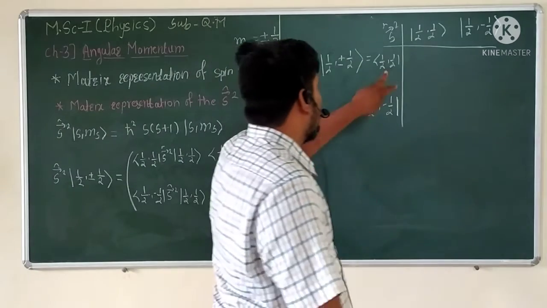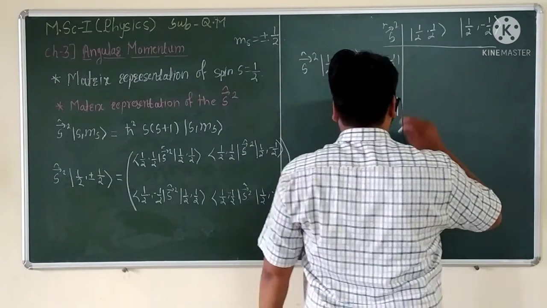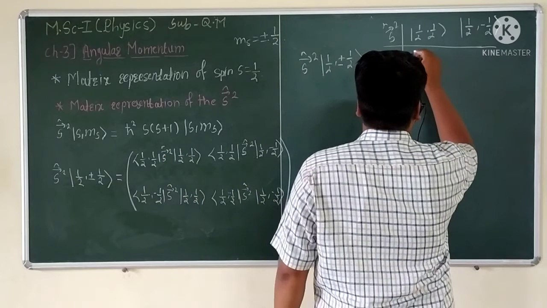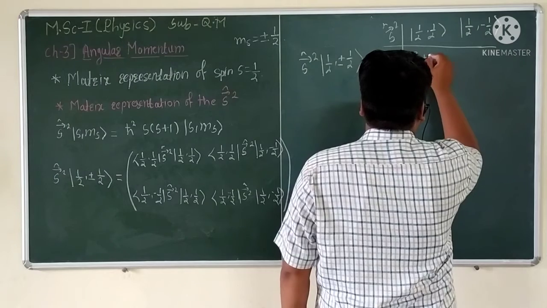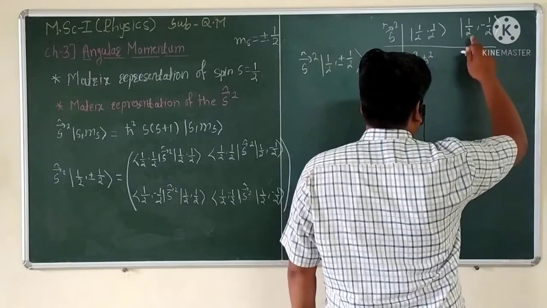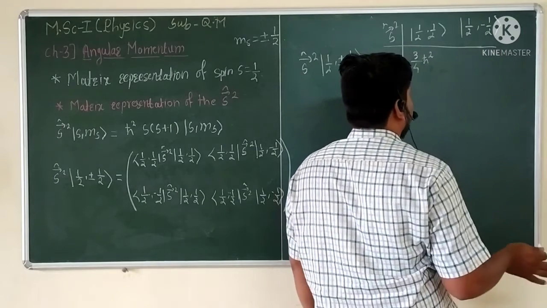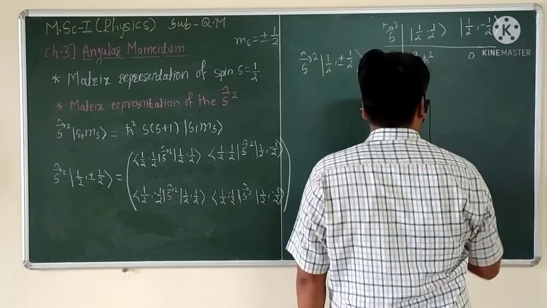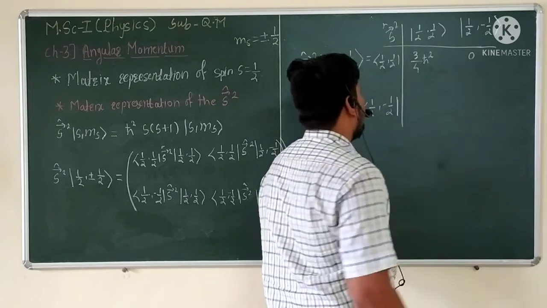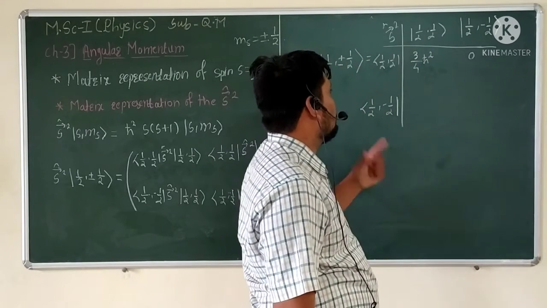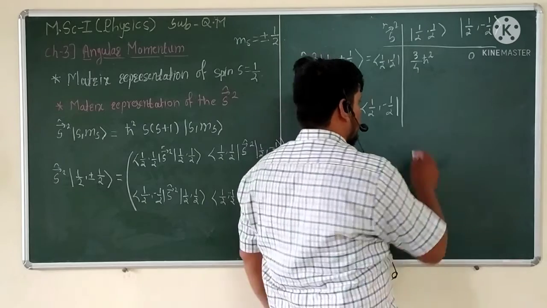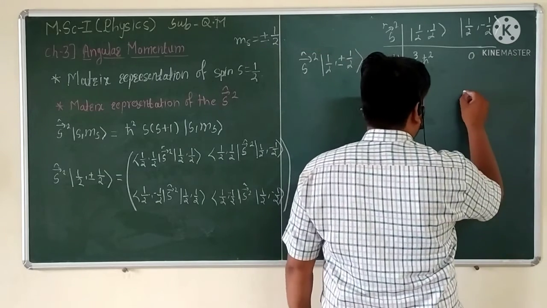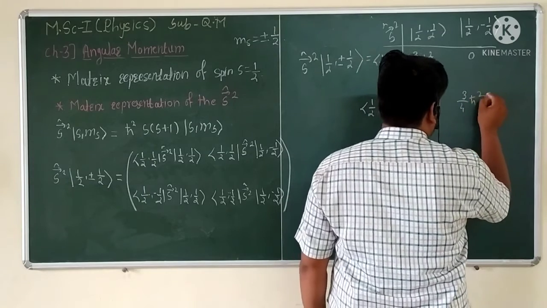So for this value, bra half comma half and ket half comma half, this is the same value s comma ms, so this value is nothing but 3 by 4 h cross square. Half comma half and half comma minus half, this is orthonormalized, so this value is nothing but 0. Again this half comma minus half and this half comma half, because these are orthogonal vectors, this is also 0, and this half comma minus half is an orthonormal vector, and this is nothing but 3 by 4 of h cross square.